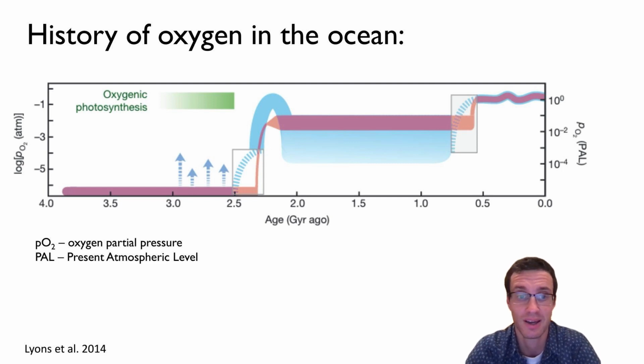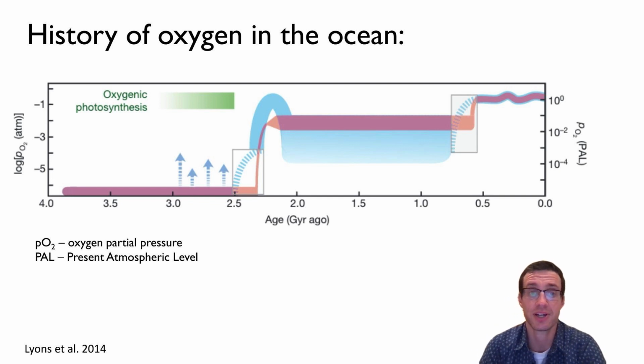So basically it's saying at 0 years ago, that's present day, that's when we've had the most oxygen present in the ocean over time, and also in the atmosphere. So going back to those very low oxygen concentrations or partial pressures 2.5 to 4 billion years ago, that started to change as oxygenic photosynthesis developed.